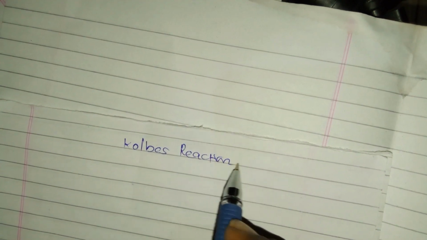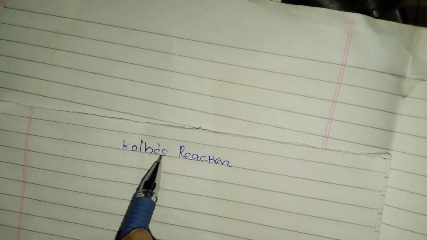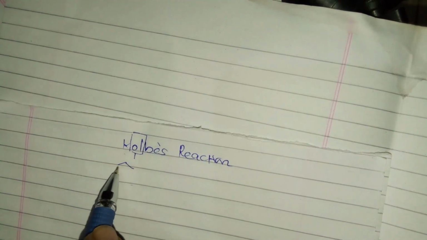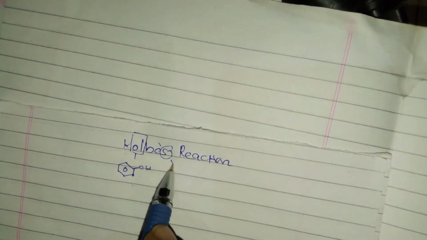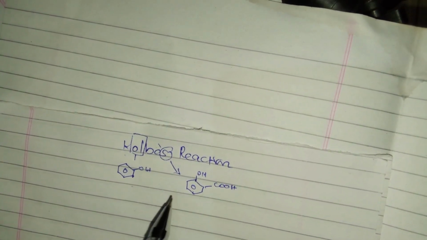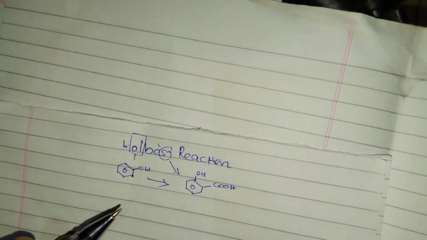So we shall discuss Kolbe's reaction. While writing Kolbe's reaction, from the name itself we can find out the reactant and product. Here this OH stands for phenol, and this stands for salicylic acid. So that is the reaction. Got it? Phenol gets converted into salicylic acid. That is Kolbe's reaction. Now let us have a look.